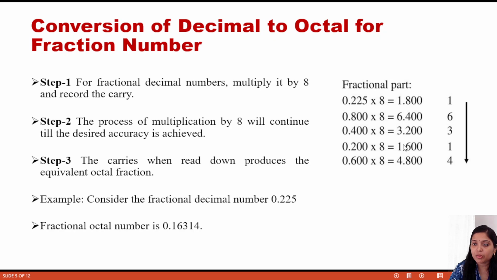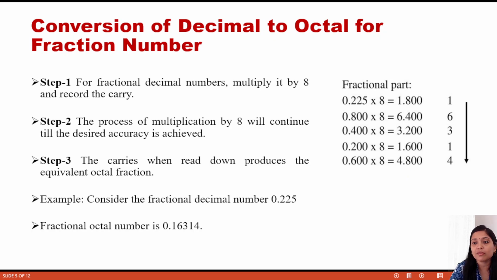That means before the point the 1 is there, this 1 will go as a carry, and the rest of the part, that means 0.600, we will take for multiplication again. The final result will come 4.800. We will write 4 here as a carry.